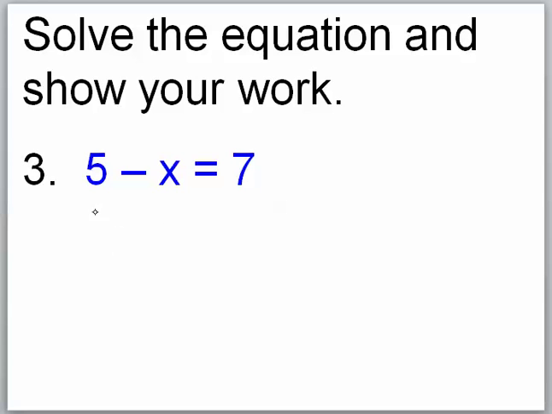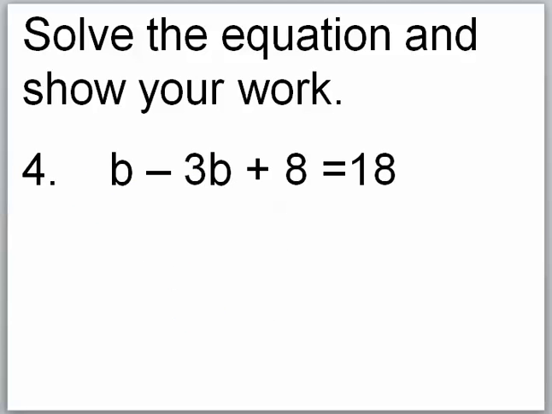Alright, let's do this one. Now this time, my constant's on the other side, but I'm still going to solve it the same way. Since it's a positive, I subtract it. And I get negative x equals 7 minus 5, which is 2. So this negative means it's a negative 1 in front, so I divide both sides by negative 1. So x is negative 2.